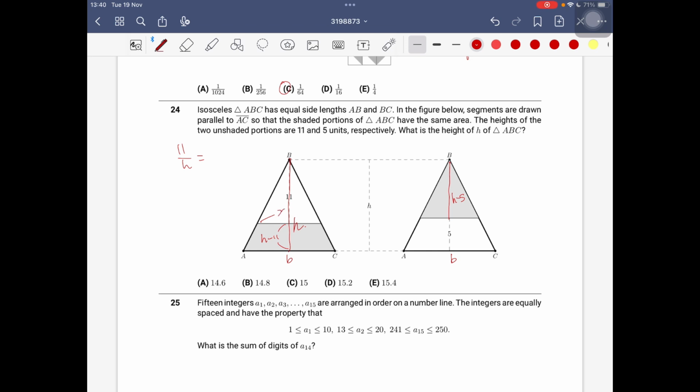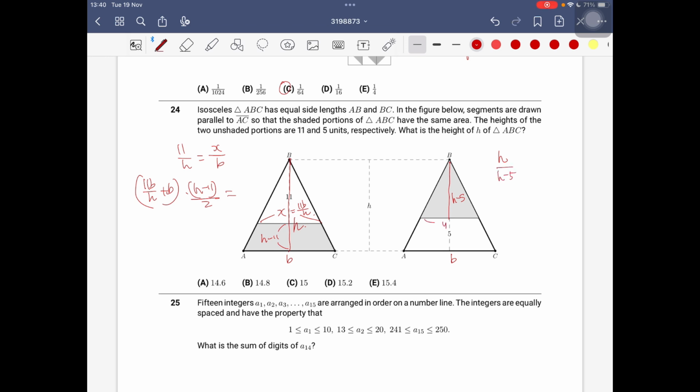is, let's say, x to b. So x is 11b over h. So the trapezoid area is (11b over h plus b) times (h minus 11) over 2. So this is the shaded area on the left side, and on the right side again, h minus 5.